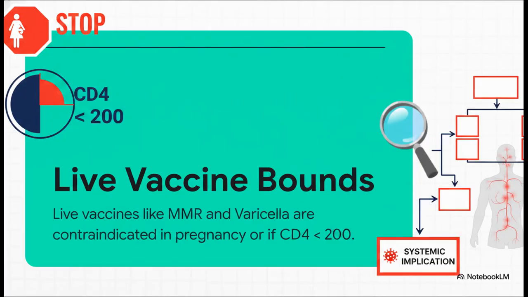The biggest takeaway from this matrix is understanding the severe systemic implications of these absolute limits. Overstepping that CD4 200 boundary or ignoring pregnancy contraindications with live vaccines can literally lead to systemic disease caused by the vaccine strain itself. So what other hidden boundaries are lurking in your preventative health architecture that could drastically alter your clinical decisions tomorrow? Think about it.